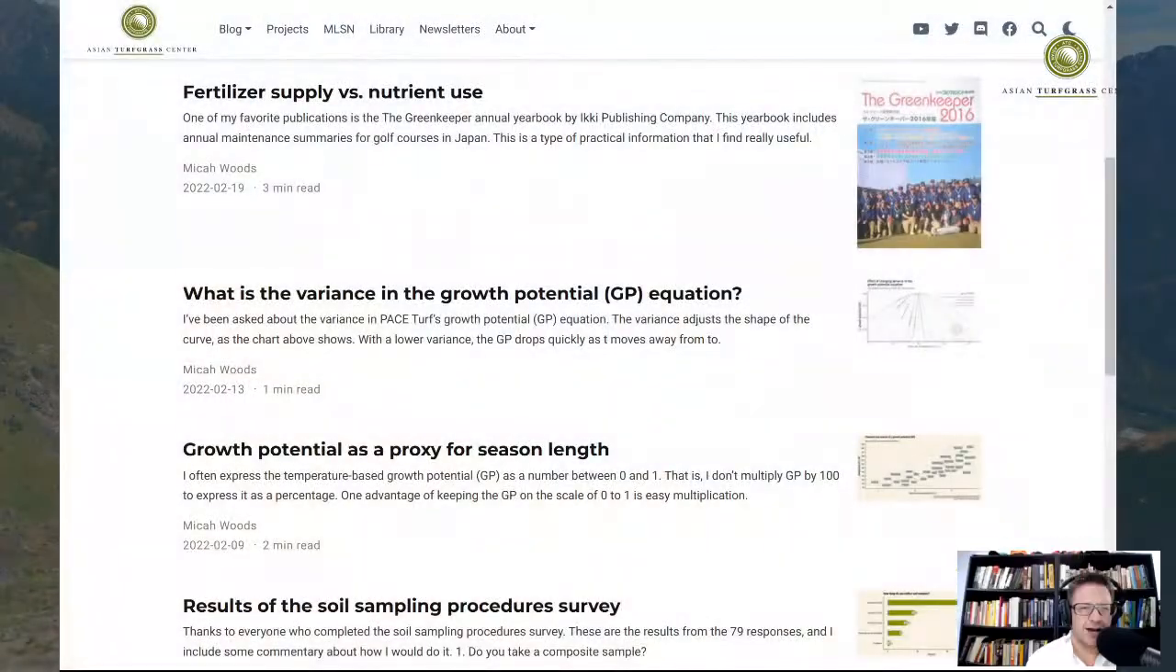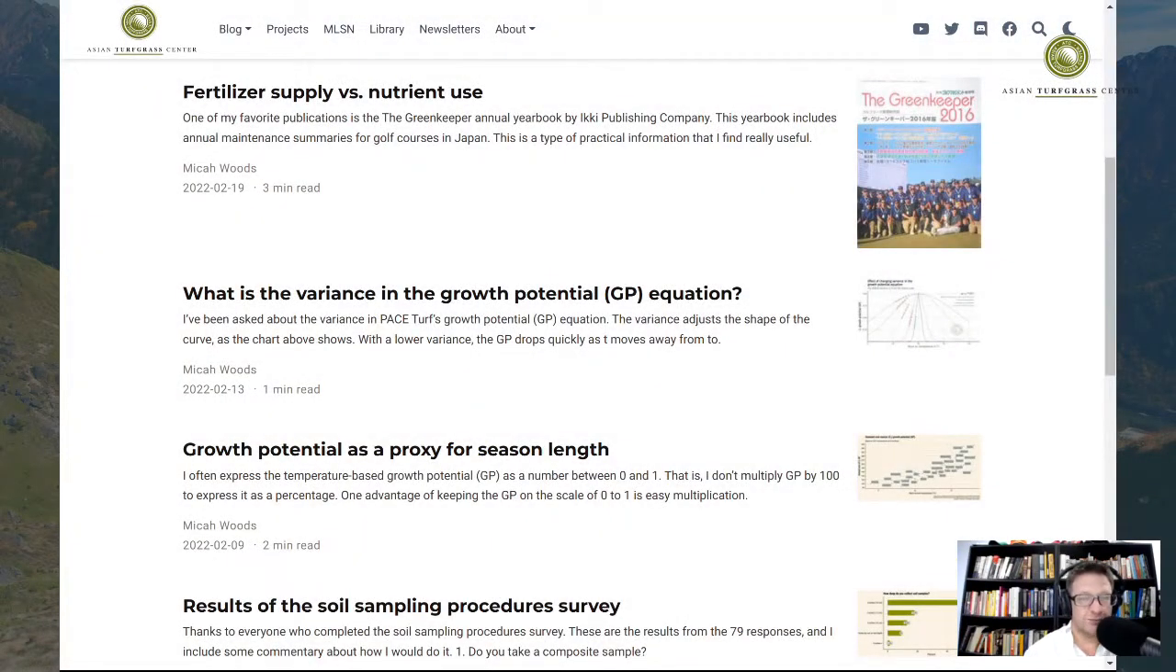I've been receiving a lot of questions about the growth potential, and because of that, I have been writing a few blog posts about it. In the most recent episode of the Doublecut, I talked about using growth potential as a proxy for season length, where you can do that.